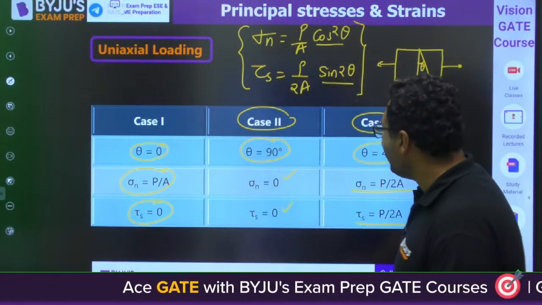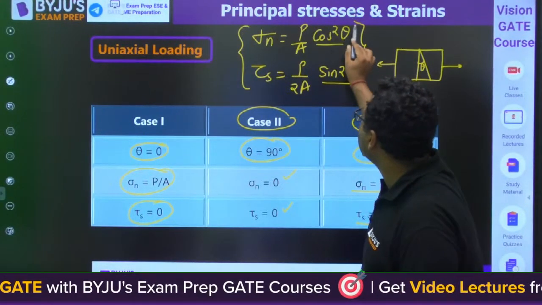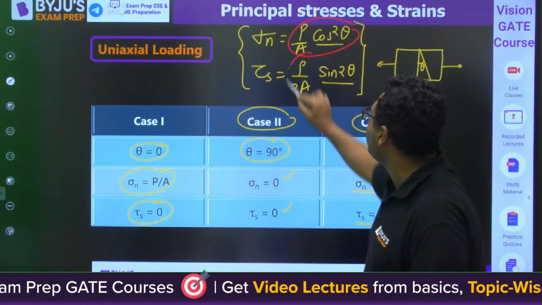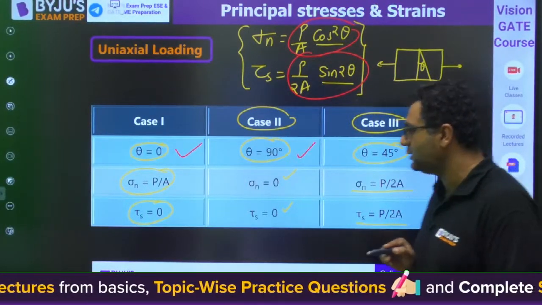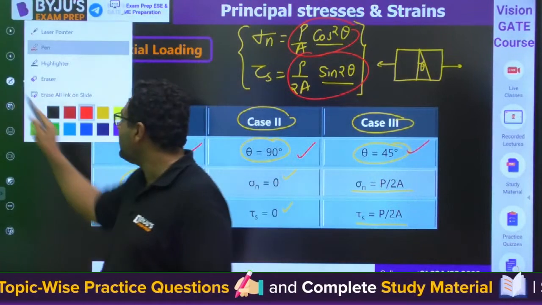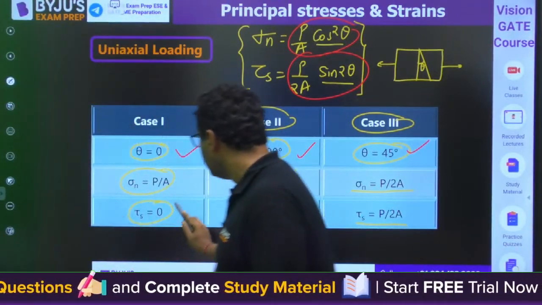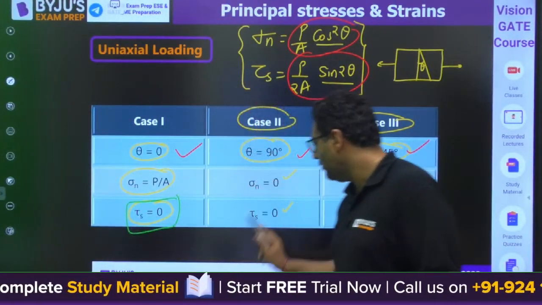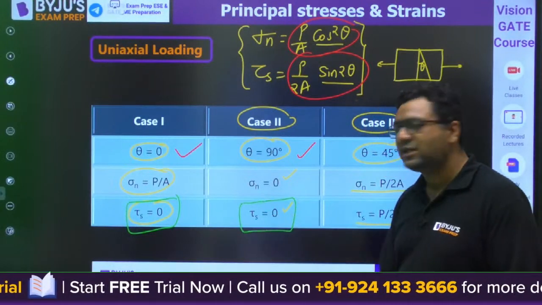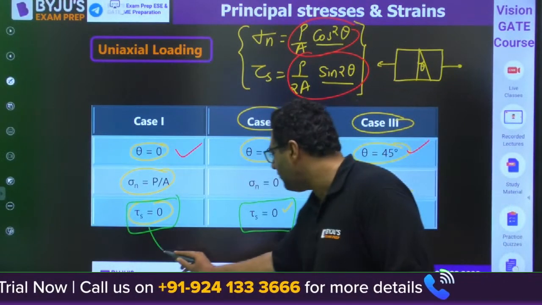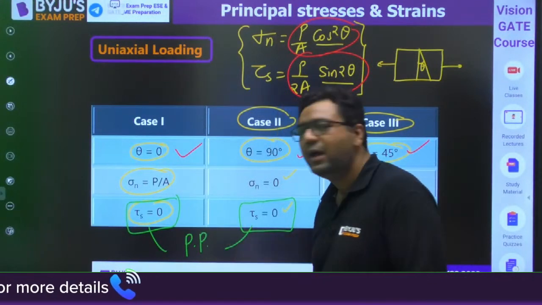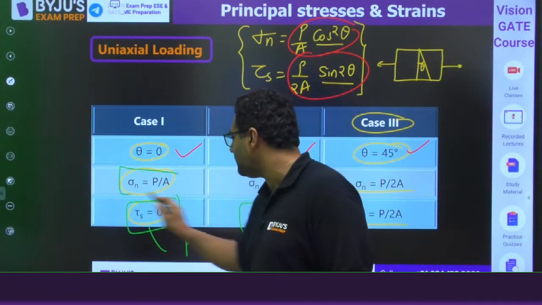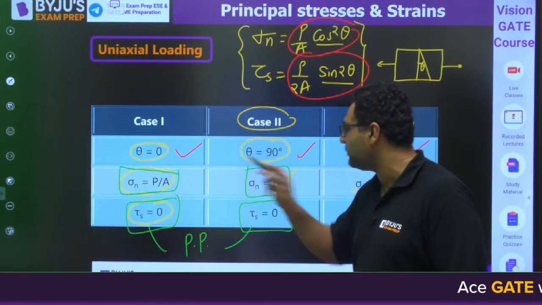Okay. So my dear, whenever we are talking about this P by A cos square theta or P by 2A sin 2 theta, putting these three values, we are getting some results. Now we are getting some wonderful planes where shear stresses are 0. The plane where shear stresses are 0 are called principal planes. And the value of normal stresses at principal planes are said to be principal stresses.